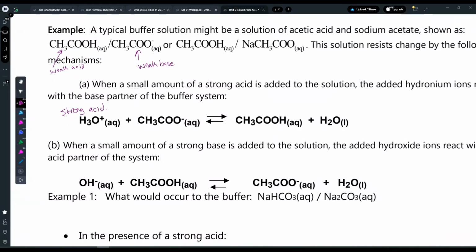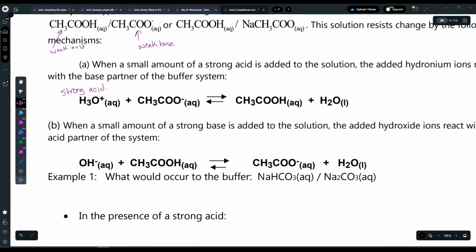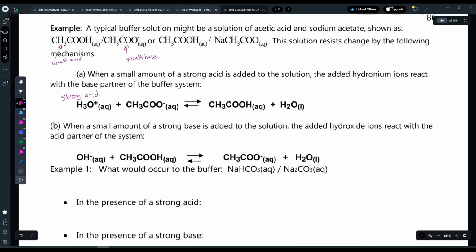solution. If you add too much strong acid or strong base to a buffer solution, then eventually it can only resist pH changes so much before it hits its buffering capacity and it is unable to maintain the pH of the solution. Okay. And we do talk about that a little bit lower down in this page.